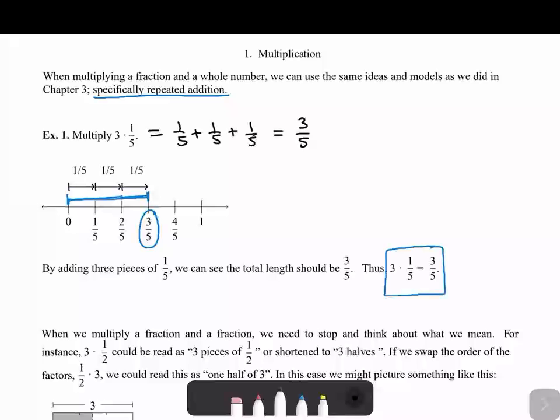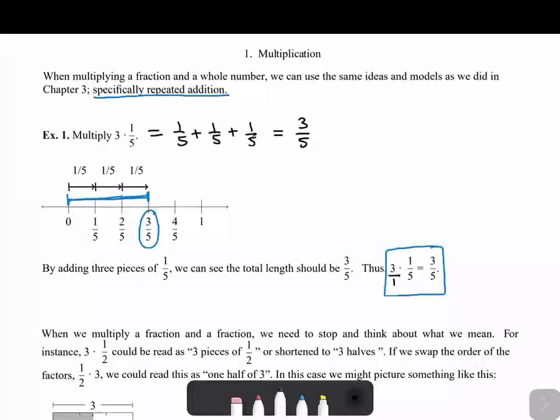However, we can think of every whole number as a fraction by just having a denominator of 1. So we can think of this as really 3/1 times 1/5. If each of our wholes is just in 1 part and we have 3 of them, then we really just have 3 wholes. And if we multiply that by 1/5, we get 3/5.